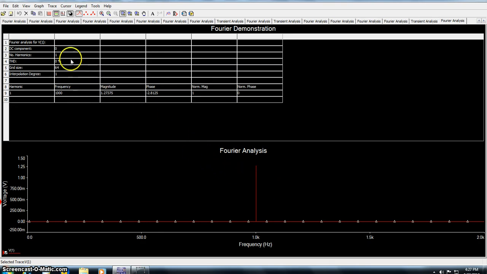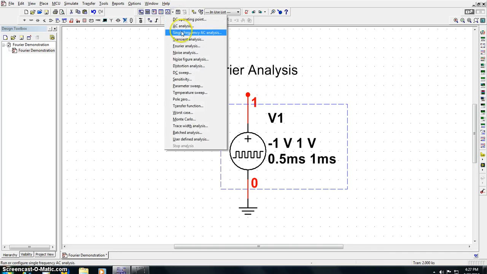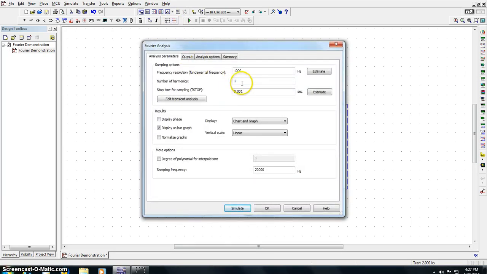Now, up in the table here, we see no DC component, zero DC component in this particular case. We have just one harmonic, which is really the fundamental, and there is no distortion. The distortion is always referred to the fundamental, so we see 0% distortion. Okay, let's get out of that one and go back to Fourier analysis again. And this time, I'm going to put in up to 3 harmonics.